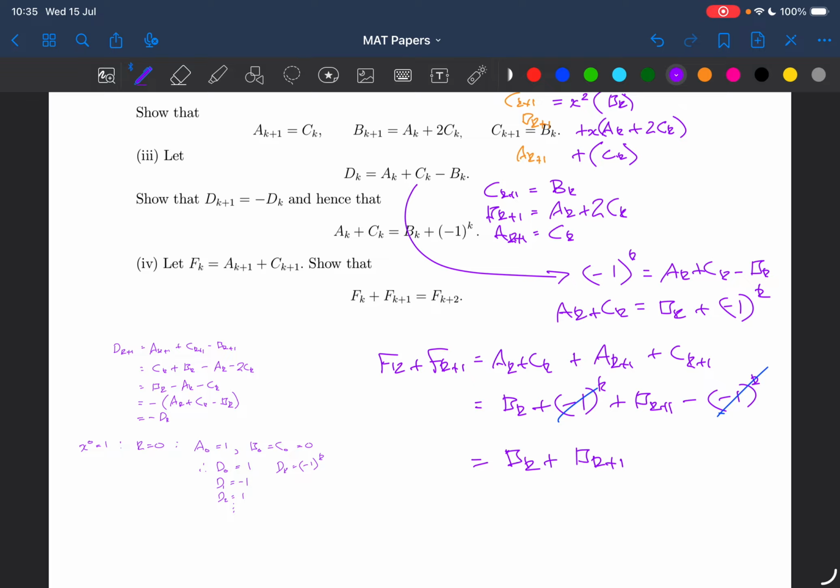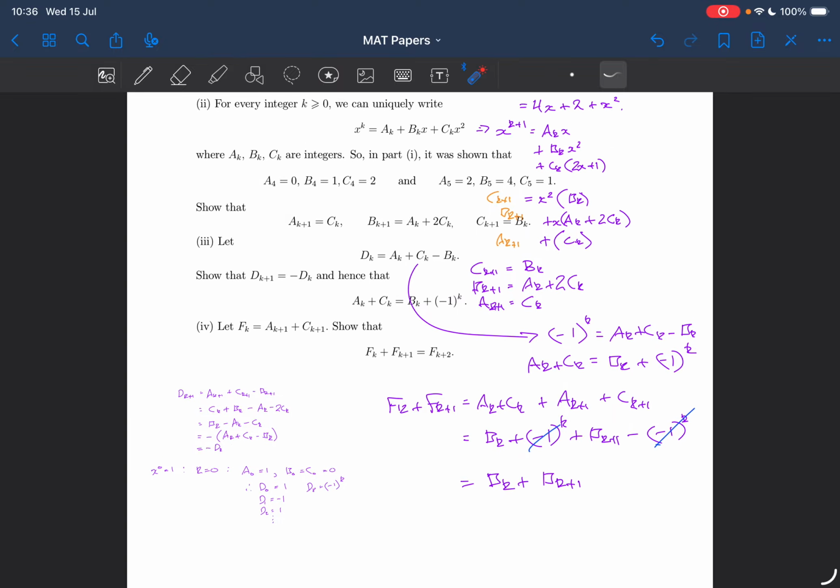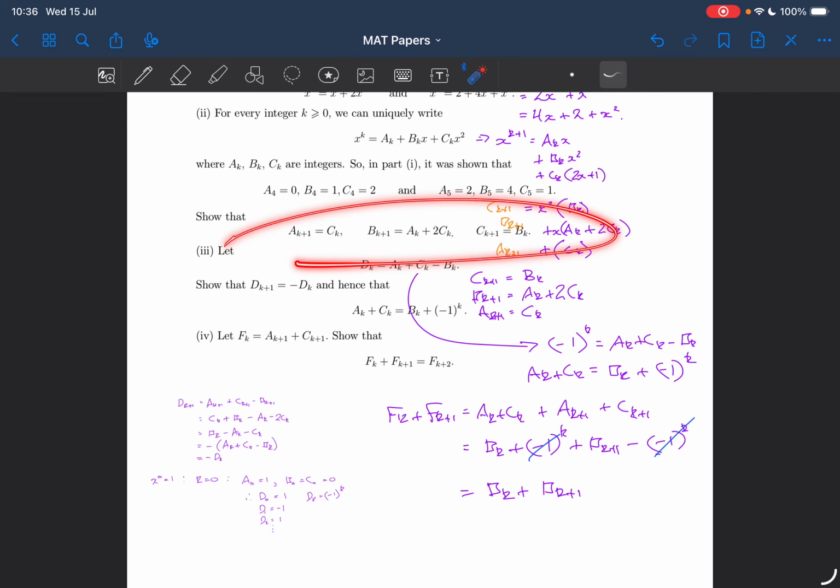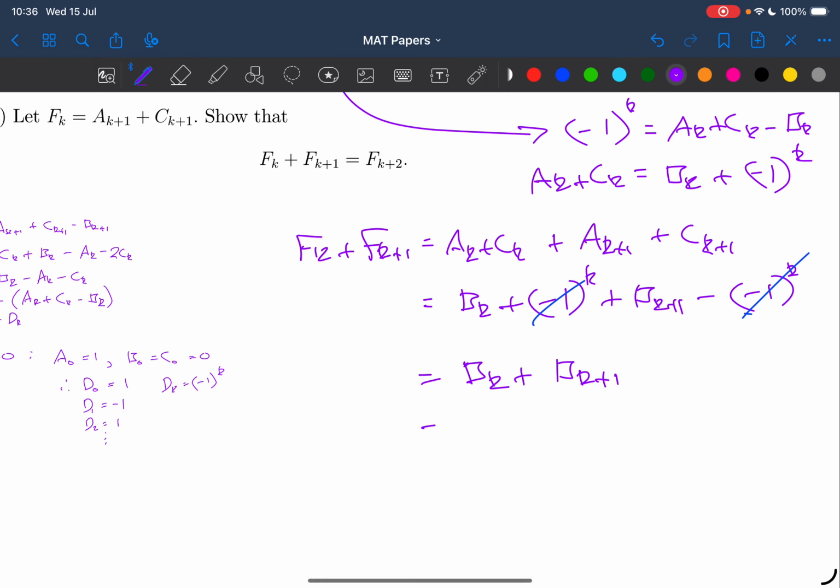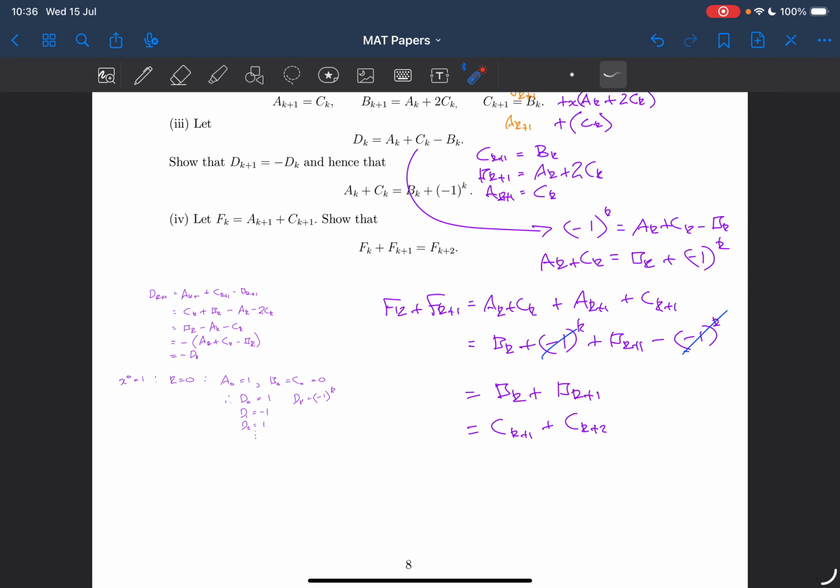And from here we're able to go through and get out, using the facts we had at the start, not the very start, but these ones in the middle. So I can transfer to the next c. I know that b_k is the same as c_k plus 1, so this bit will be c_{k+2}. And then I do a very similar thing. I can transfer to the next a as well, so it's a_{k+2} plus a_{k+3}.